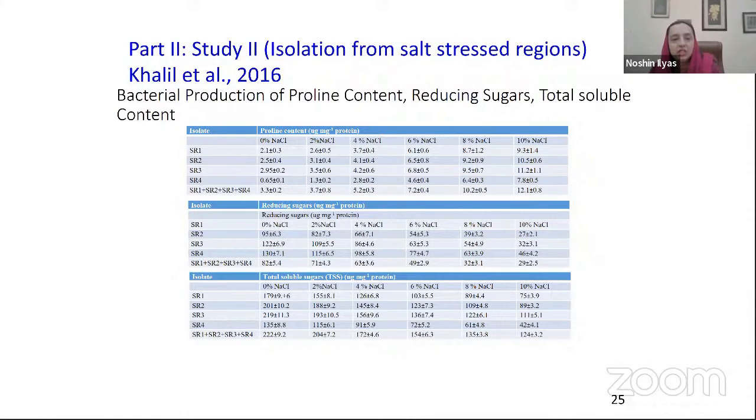And here we tested these strains for the production of compatible solutes. We tested the bacteria for the production of proline, reducing sugar, and total soluble content. And we also checked how these strains work alone and how they work together. And we found that the consortia performs better, and has the ability to produce these compatible solutes under the stress condition. So they might be, you can say, a better inoculum to help the plant in mitigating the stress.